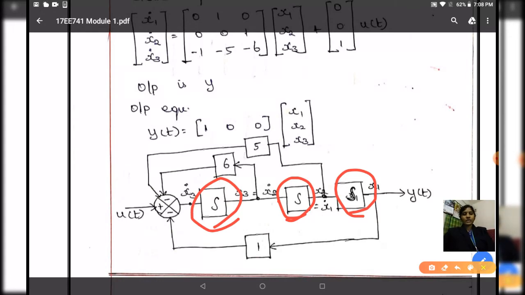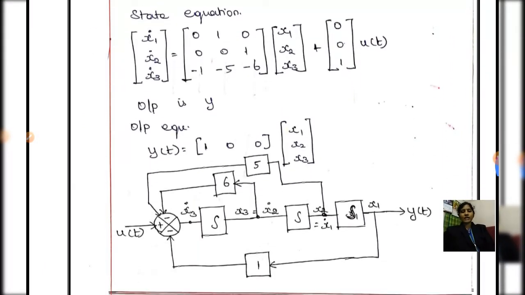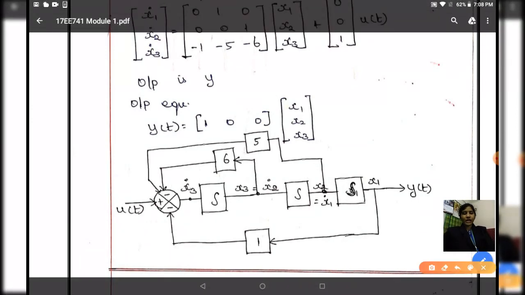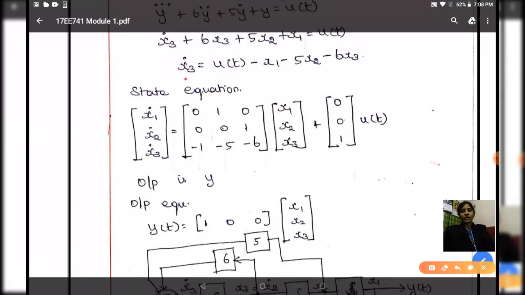Now what is your x1 dot? x1 dot is equal to x2. x2 dot is equal to x3. So looking at this diagram, when you connect, x1 dot is equal to x2, so you can join these two lines. x2 dot is equal to x3, and the same thing you can join over here. Whereas what is your x3 dot? x3 dot is equal to u of t minus x1 minus 5x2 minus 6x3.